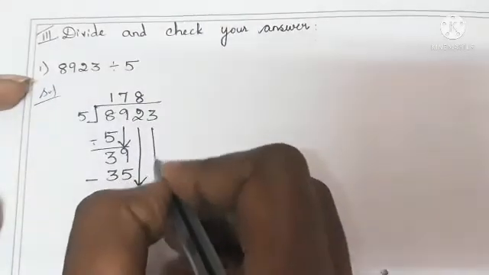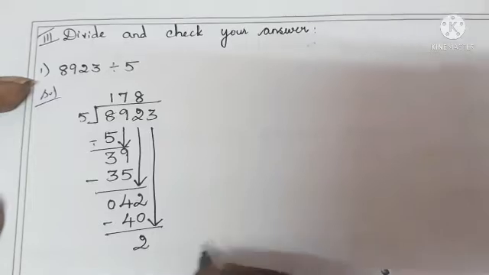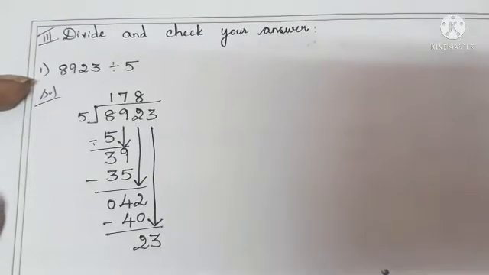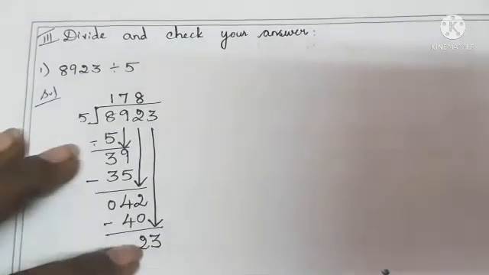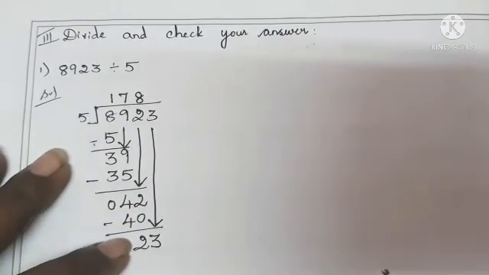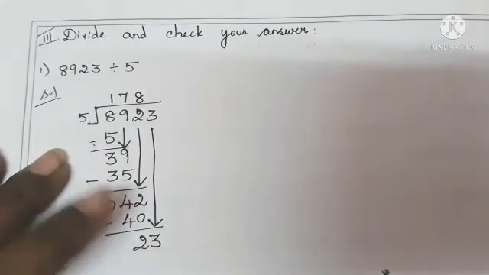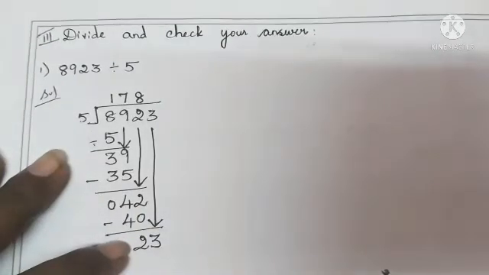Next we have to bring down the 3 here. Okay. In the ones place we have 3, so that 3 we have to bring down. Now we have 23. Listen, if you have 0 here in the right side, you must write it. But at the beginning of the number, if you have 0, we can just leave it. So that's why I leave the 0.